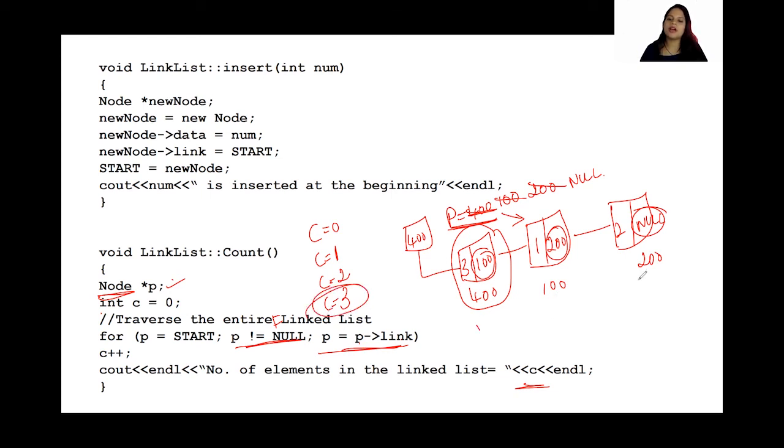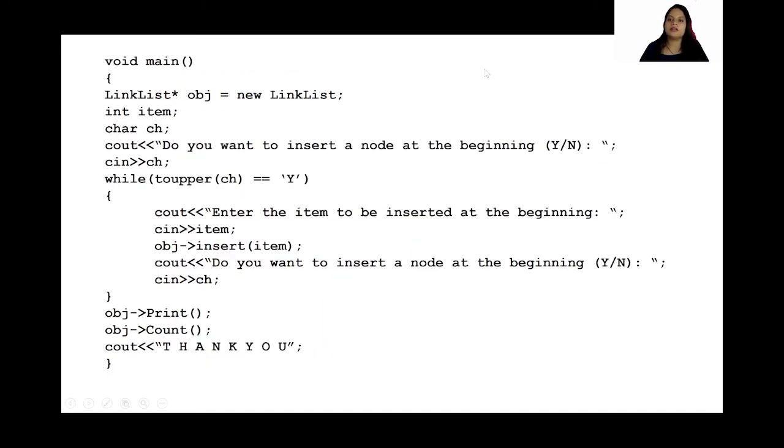So how many nodes do we have? We have 1, 2, 3. That is why we are getting the value 3, right? So these are the basic 4 functions which are there in our class. Now let's go ahead and see the main program.